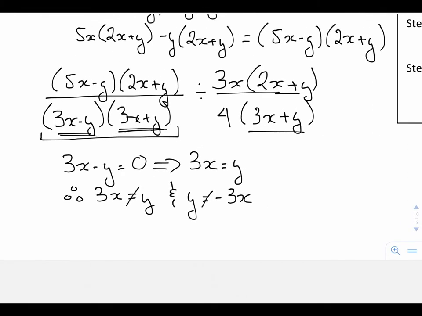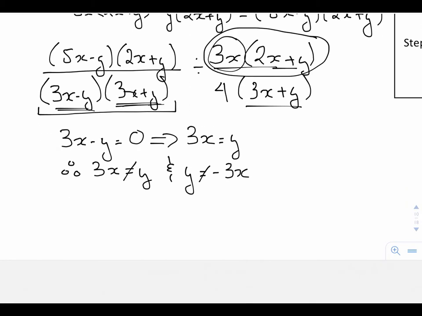Now we also have to take into consideration the numerator of the divisor. So that's this guy up here. Remember, when we end up dividing, we're going to multiply by the reciprocal of the second fraction. So this numerator, I have to make sure that it cannot be 0 as well. Now there's two factors here. I have the 3x, and on the 3x alone, 3x will be 0 when x is 0. So x cannot be equal to 0.